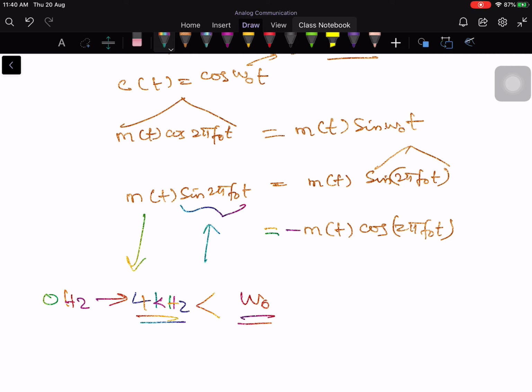So that is what we mean by non-overlapping spectra. So this is a very important special case, these two. This is a very important special case.